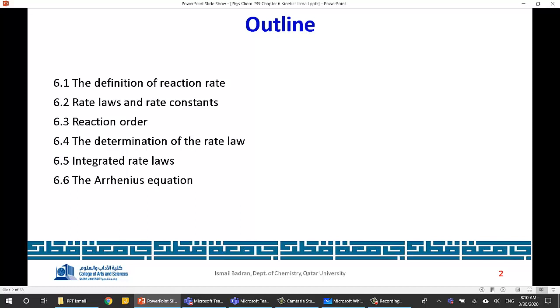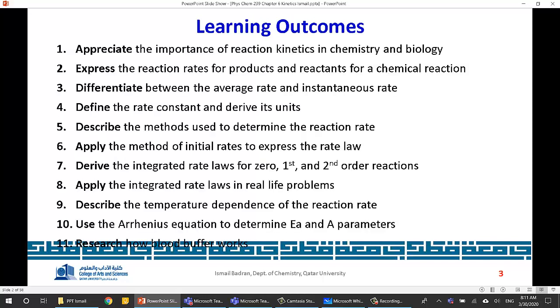So in this chapter, we're going to talk about the reaction rate and the rate laws. We're going to talk also about the rate constant and the difference between the rate constant and equilibrium constant. We're going to talk about two types of rates, which is the differential rate laws and integrated rate laws. And we'll finish up with talking about the Arrhenius equation and the temperature dependence.